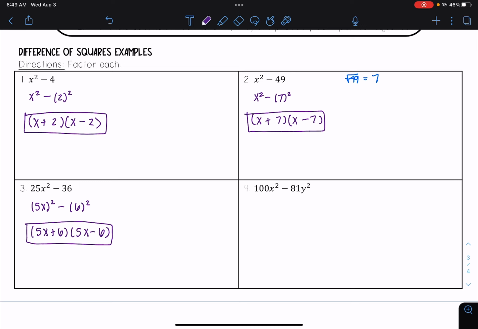Let's look at one last one. So here I have now two different variables, x and y. And I have 100x squared minus 81y squared. Well, rewriting this first term, 100, I know that's 10 squared. And then x. So I can rewrite 100x squared as 10x quantity squared. Minus, the square root of 81 is 9, so this can be the same thing as 9y quantity squared. So writing this in factored form, I get 10x plus 9y times 10x minus 9y.